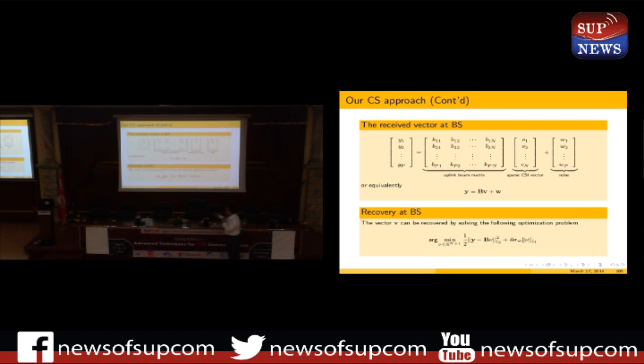Now, I don't need as much time as users. Why? I don't need as much time as users because the users are sparse. And I can resolve them if you want. I can resolve the value of this vector at the base station by requiring a much lower number of time slots than the users. Okay? So you can already see that if I use a compressed sensing approach, I am reducing the feedback time.